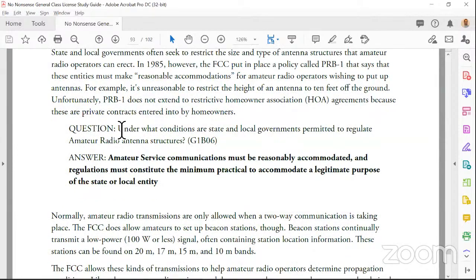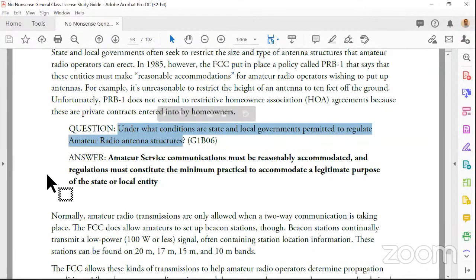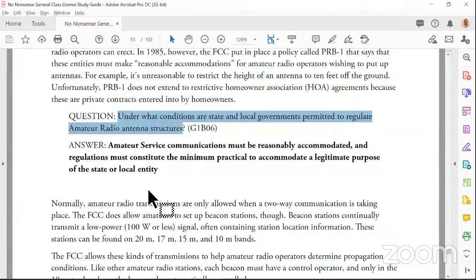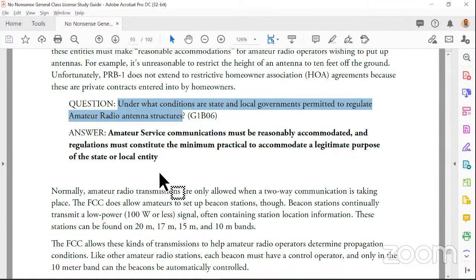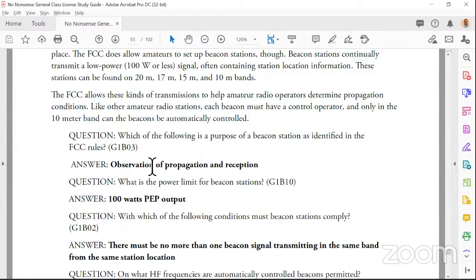Okay. Next question. Under what conditions are state and local governments permitted to regulate amateur radio antenna structures? We talked around that last session, and the answer is amateur service communications must be reasonably accommodated by those local and state governments. And regulations must constitute the minimum practical to accommodate a legitimate purpose of the state or local entity. In other words, they cannot be arbitrary, or in Trinidad and Tobago, as we say, they can't be operating by vaps. All right, you have to have a good reason.